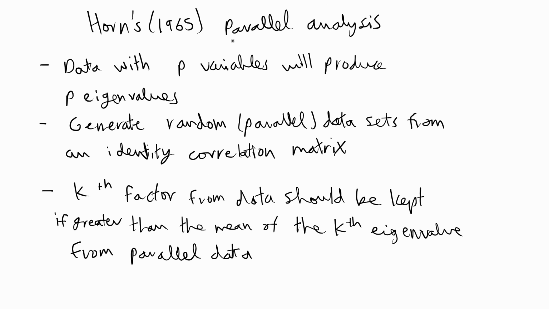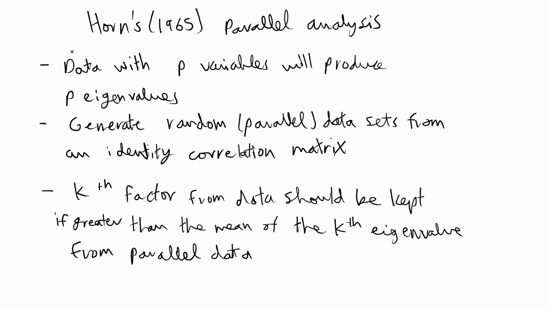Parallel analysis is used for determining the number of principal components if you do principal component analysis, or if you do exploratory factor analysis, it can tell you the number of factors to keep. So if you're doing PCA, it'll tell you the number of principal components to keep, and if you're doing EFA, it'll tell you the number of factors to keep. And here are the basic steps for what Horn's parallel analysis is doing.